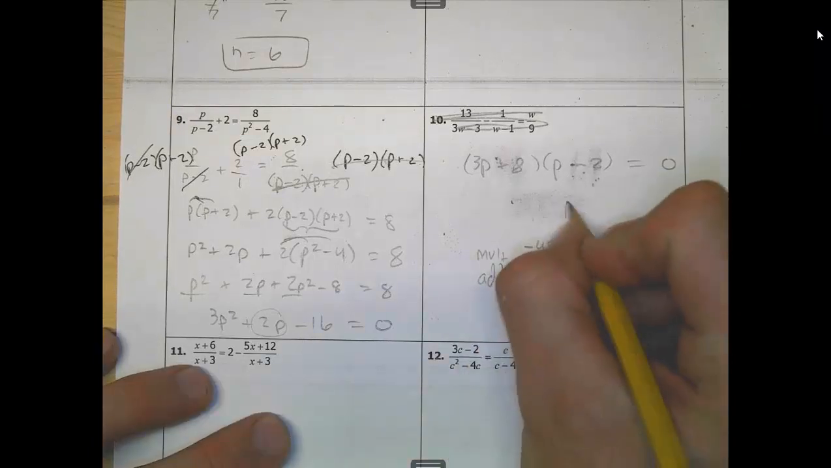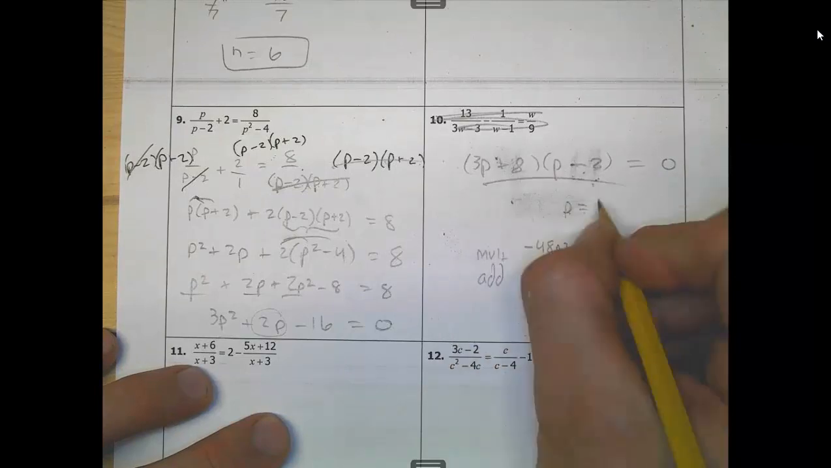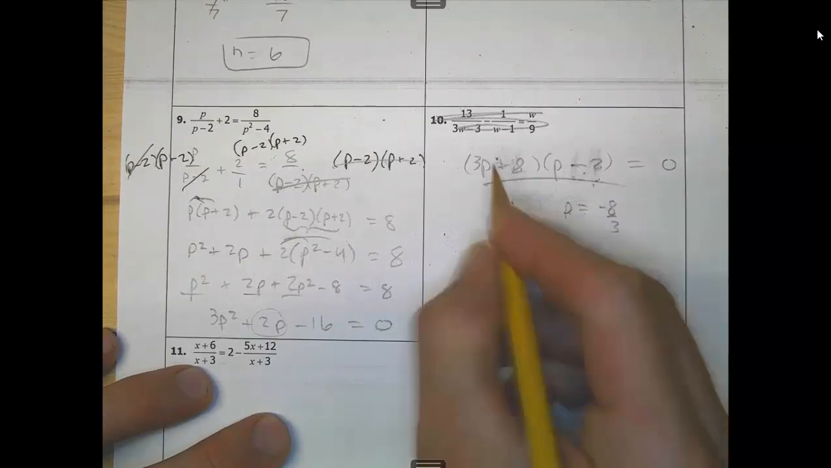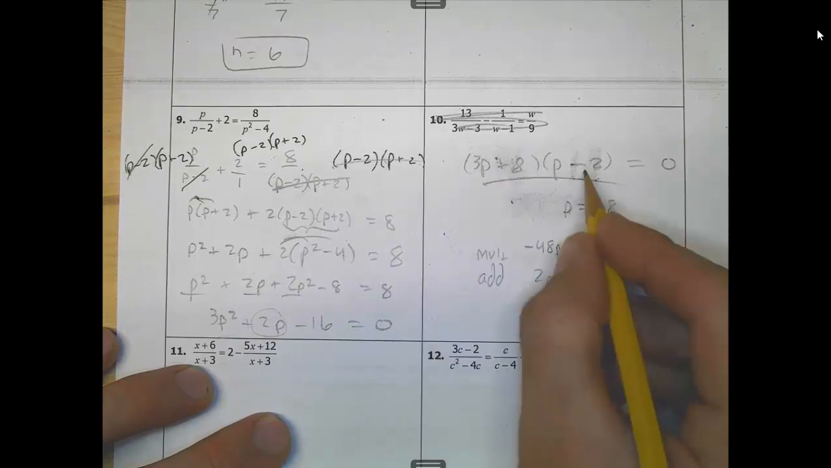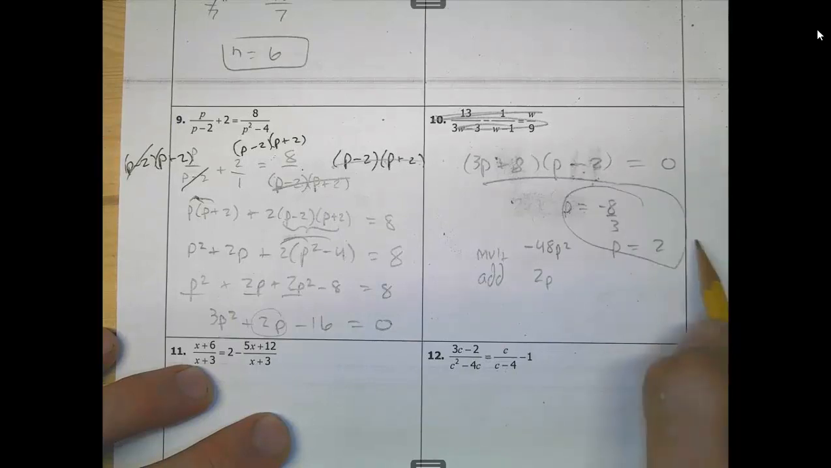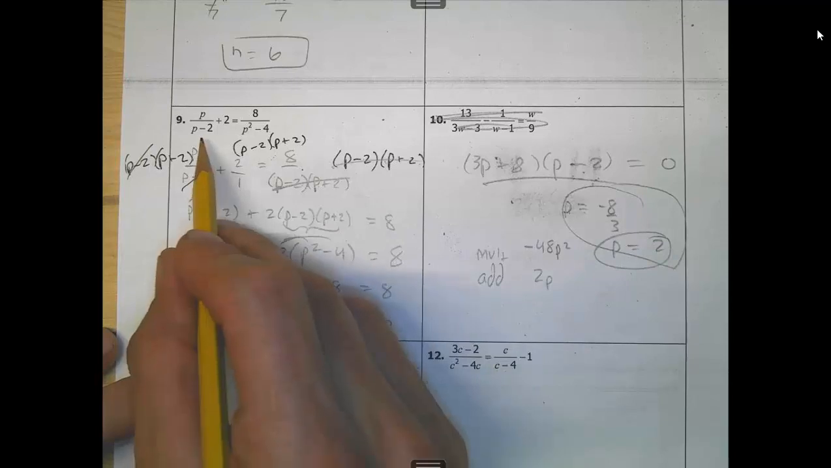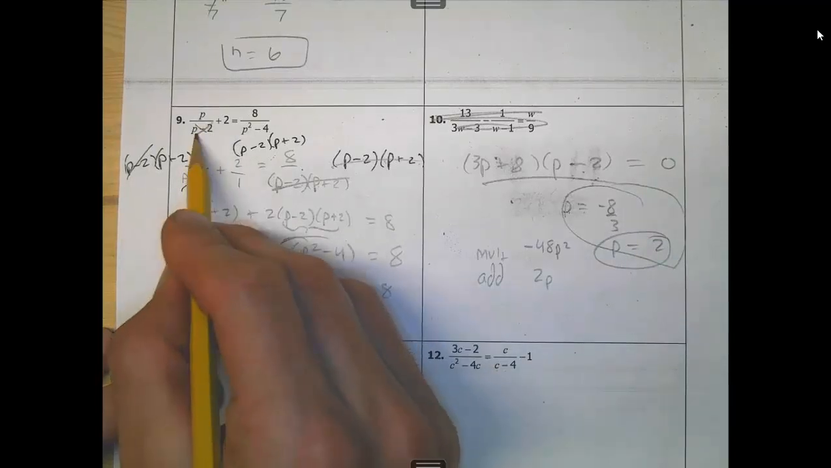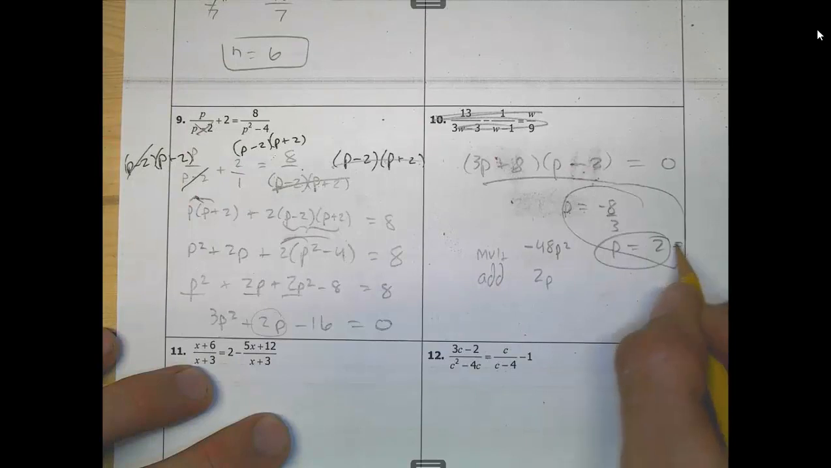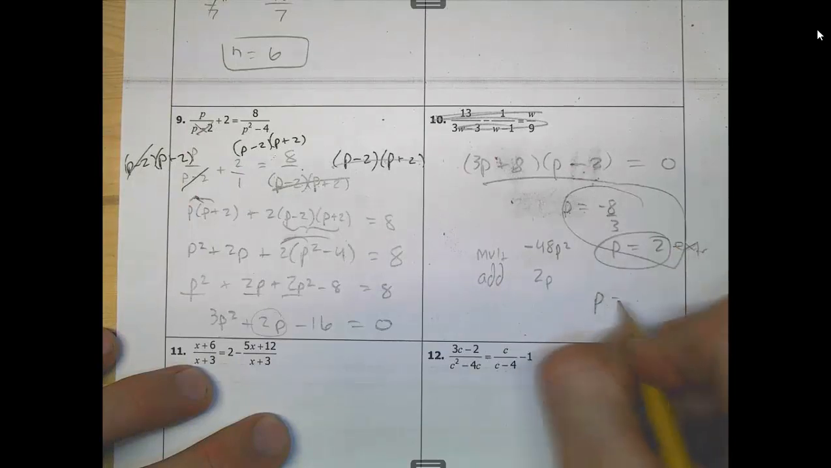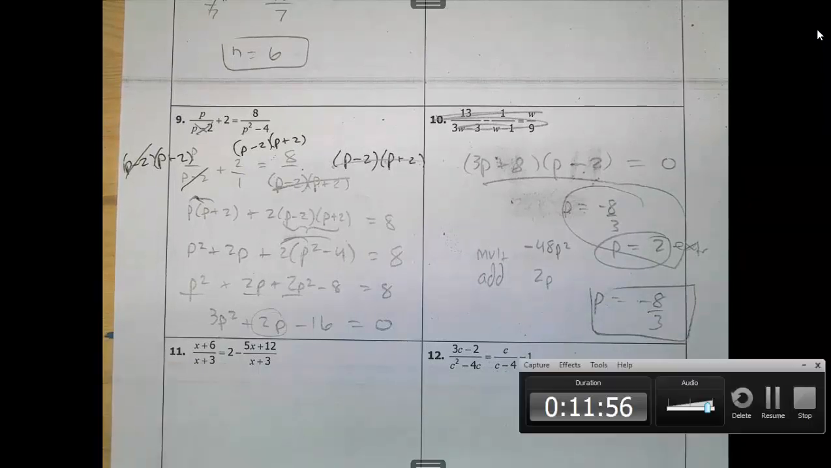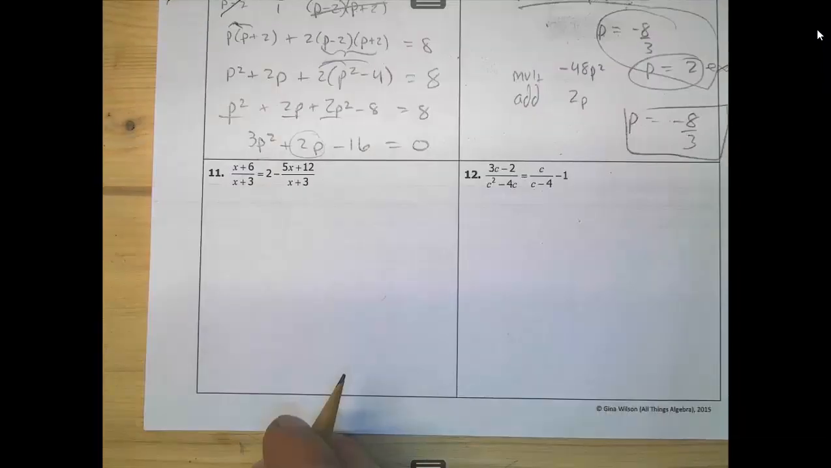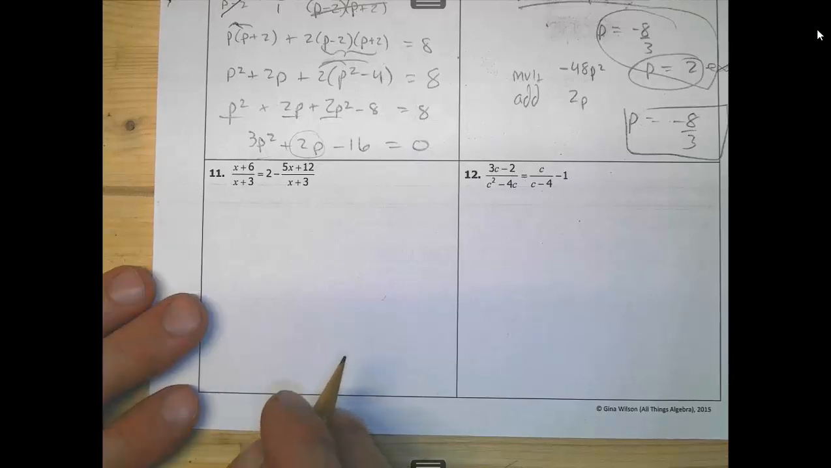You get two solutions out of this once we're done factoring. You get p equals negative 8/3 by setting the first factor equal to 0, and you get p equals 2 by setting the second factor equal to 0. So here's your two solutions. Now, we do have to check those. It turns out that p equals 2 is extraneous because when you plug it back into the original equation, it gives you a division by 0, which we can't have. So our only solution that does work is negative 8/3.